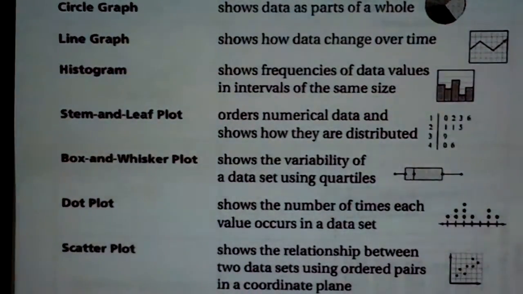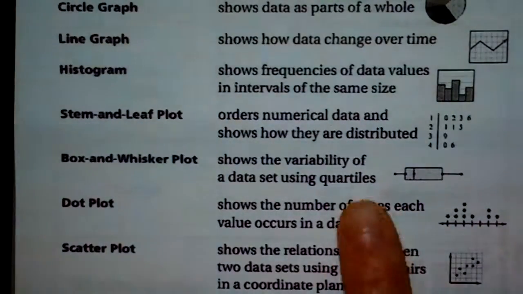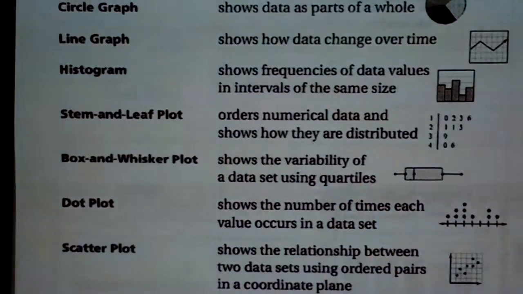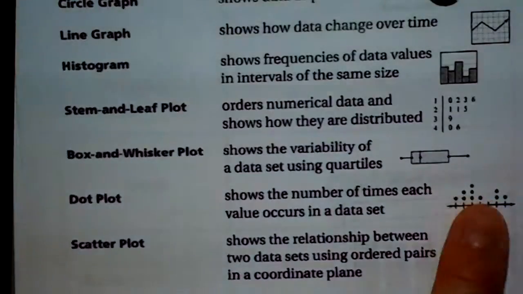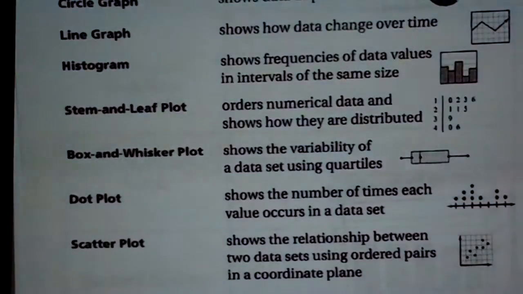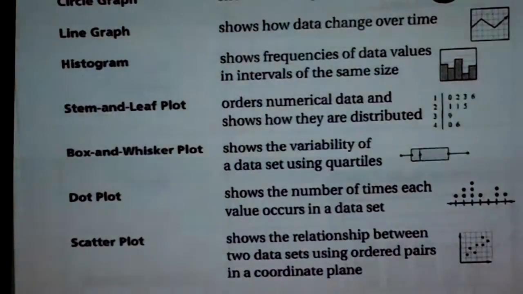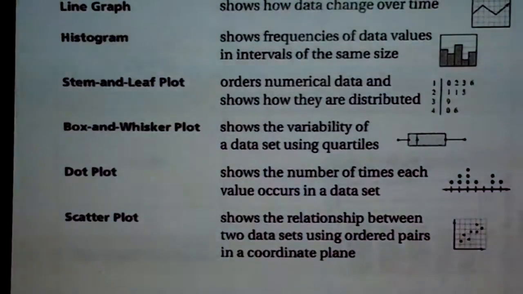Box and whisker plot, the cutest one of all. That shows variability of data sets using quartiles. It basically shows me the median really, really well by looking at it. With a dot plot, I can see the number of times each value occurs, and it's a lovely visual if I'm looking for the mode especially. And a scatter plot shows me a relationship between two sets of data using the ordered pair, so this lets me see the correlation of data. So each graph kind of has its own specific use, something that's special about it.